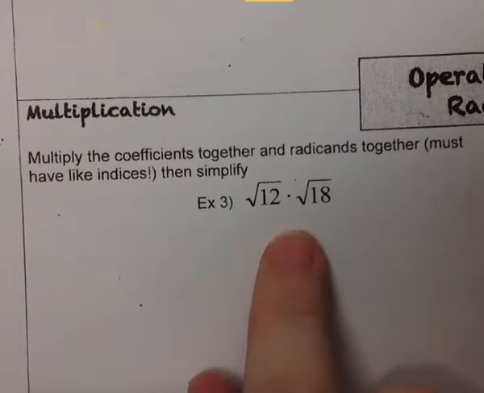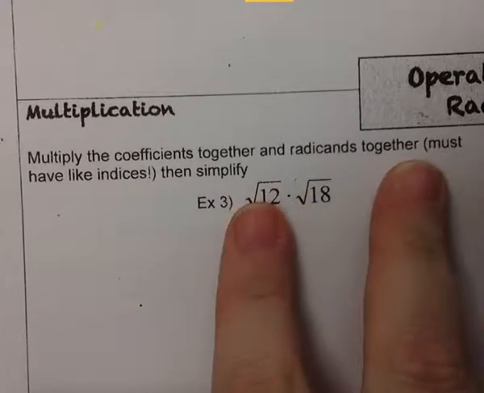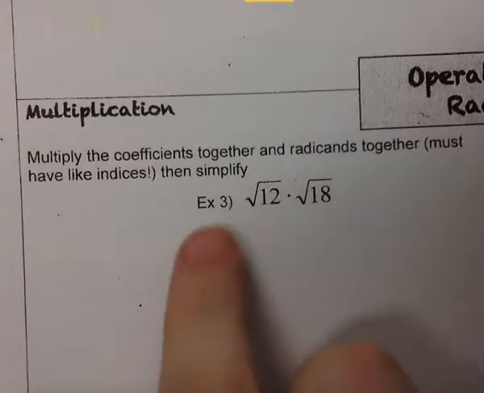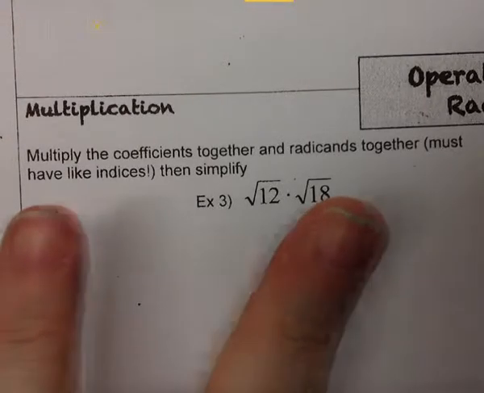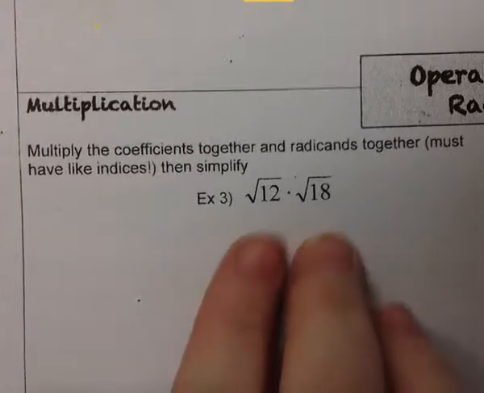There are two ways of doing this problem. We have the square root of 12 times the square root of 18. I'm going to show both ways. The first way is we can multiply to begin with and then simplify. The second way is we could simplify the individual radicals first and then multiply.